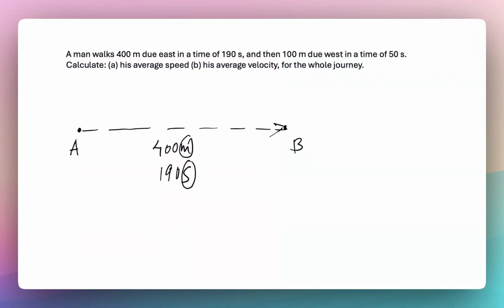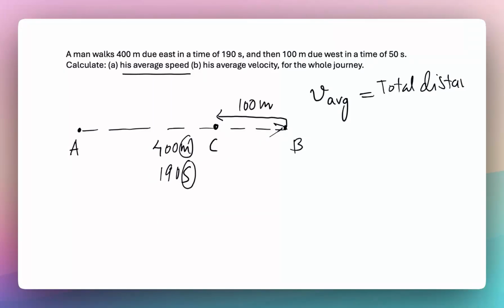And then 100 meter due west, which means the guy turns around and walks 100 meter due west. You see, I'm putting an arrow here, and this is our location C. Now we have to find his average speed. Okay, so average speed, V average is going to be total distance divided by total time.